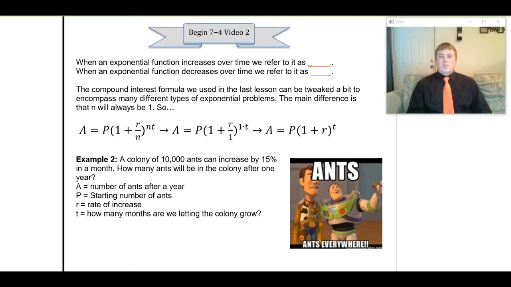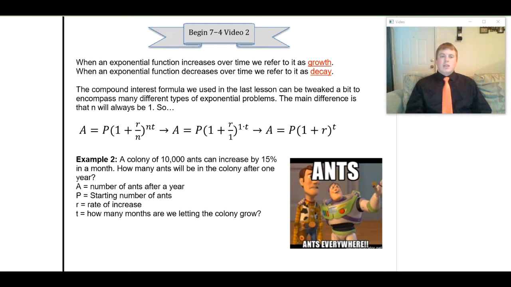Welcome to video 2 for our 7-4 video series. In this lesson, we're going to take a look at the exponential growth formula. When an exponential function increases over time, we refer to it as growth. When an exponential function decreases over time, we refer to it as decay. This video is going to focus specifically on growth, and then we'll pick up decay in just a little bit.